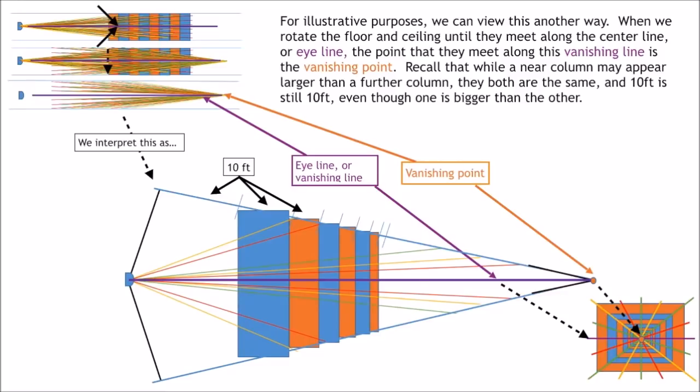For illustrative purposes, we can view this another way. When we rotate the floor and ceiling until they meet along the center line, or eyeline, the point that they meet along this vanishing line is the vanishing point. Recall that while a near column may appear larger than a further column, they both are the same, and 10 feet is still 10 feet even though one is bigger than the other potentially. So again, we are halving the distance and doubling the size, height proportional to the inverse of the distance. And so 10 feet as it gets closer looks larger than 10 feet that is further away.